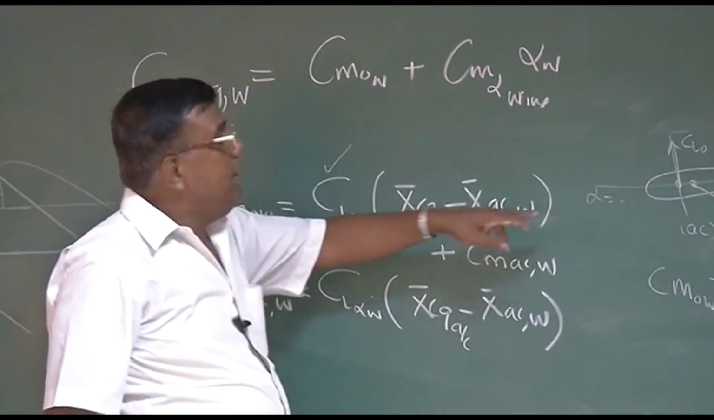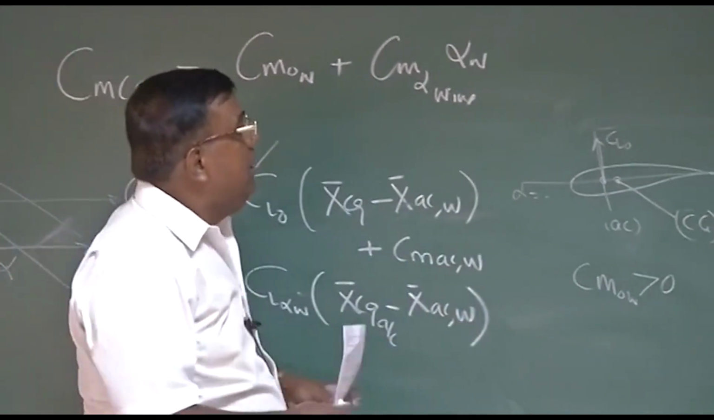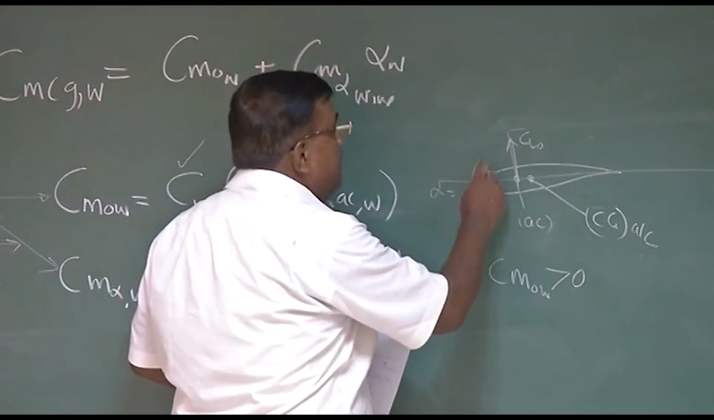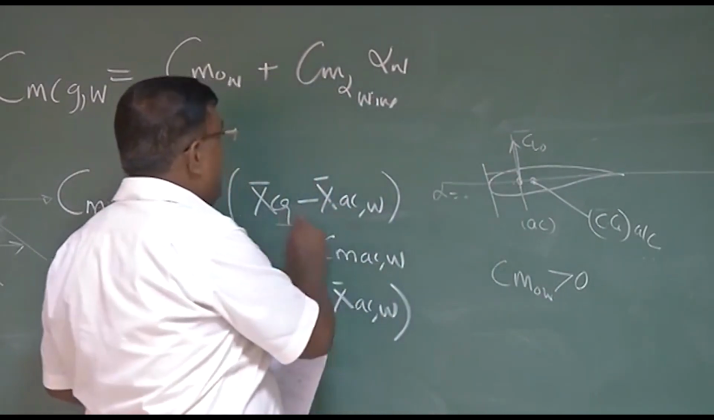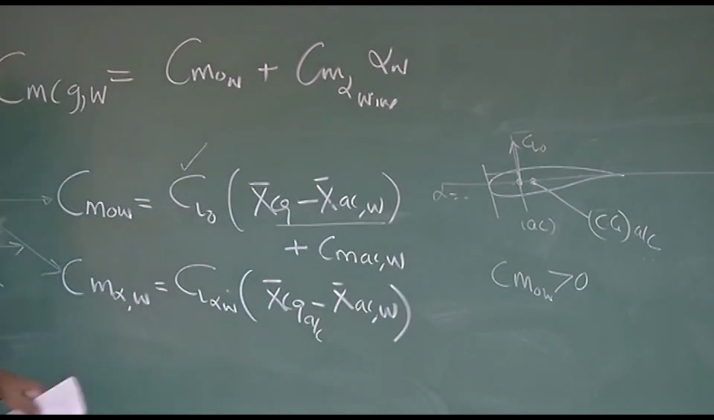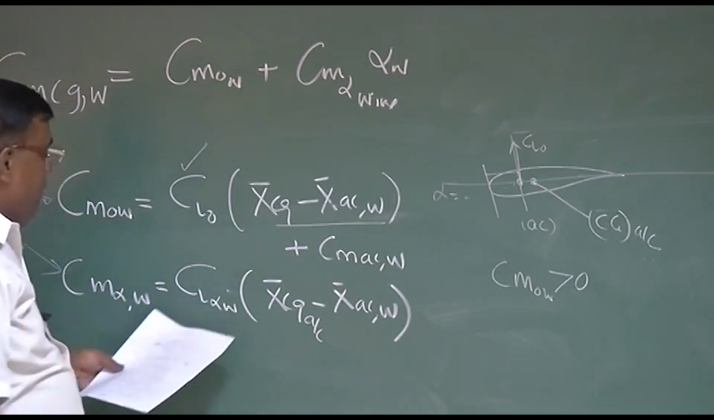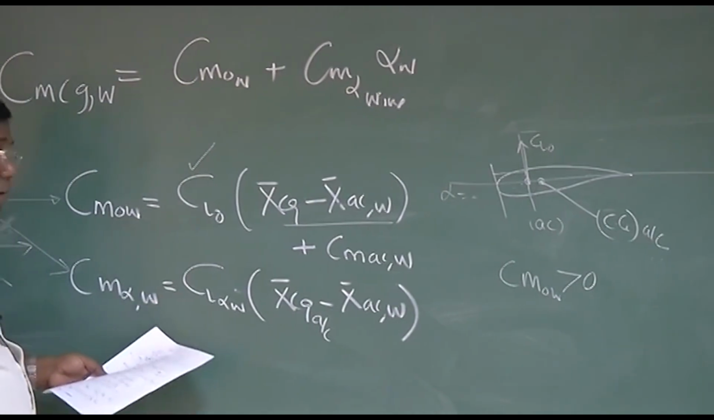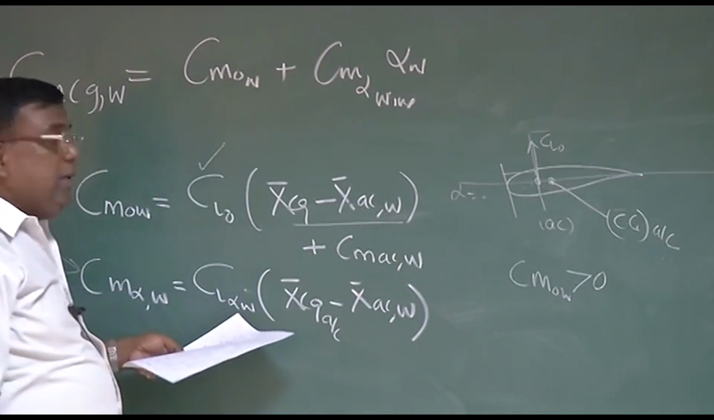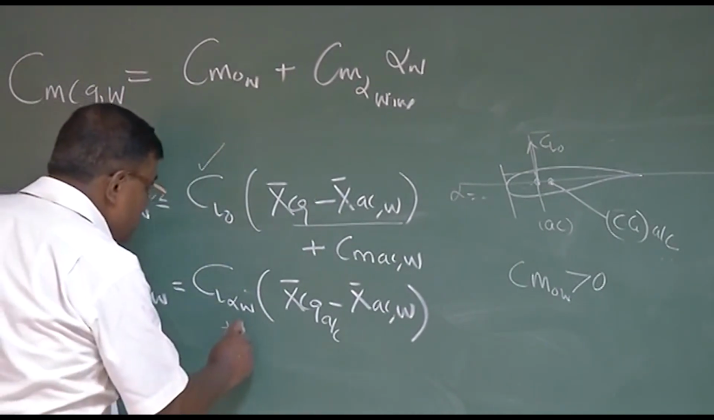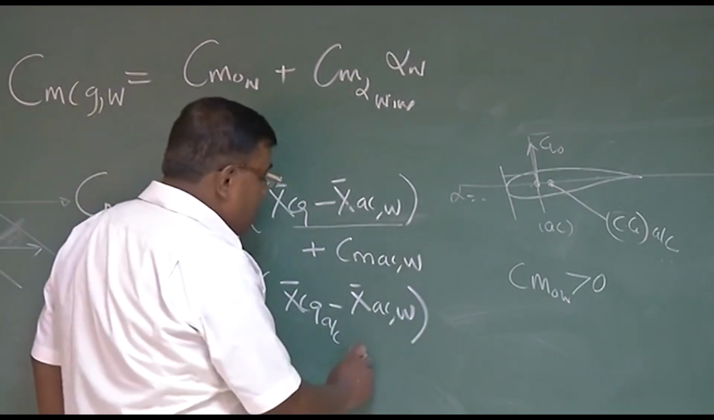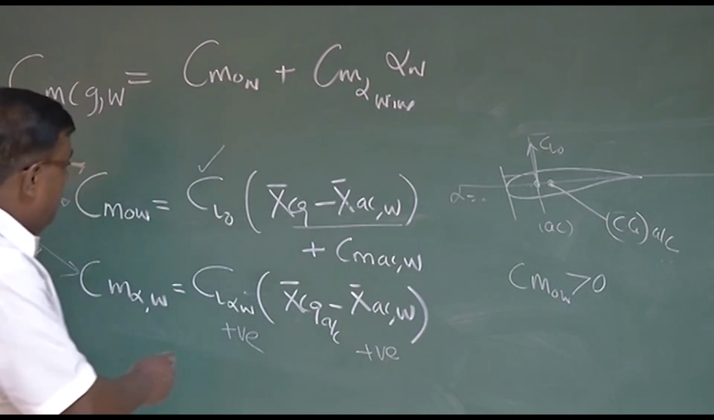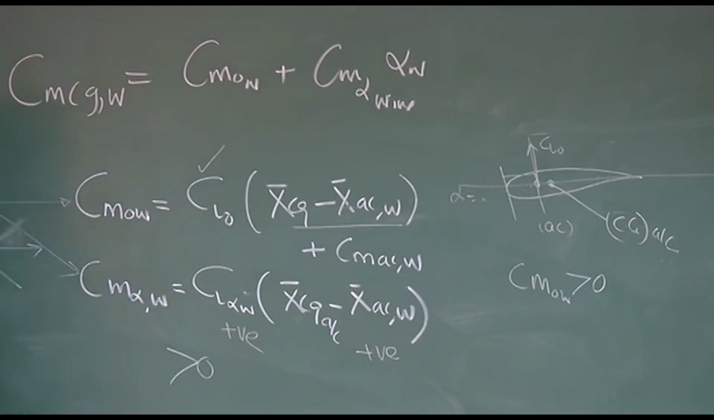If AC is ahead of the CG of the aircraft, then this distance XCG minus XAC will be positive. CL naught is positive. It will give positive Cm naught. But what is the problem? See Cm alpha of the wing. The moment I come to Cm alpha of the wing, we know CL alpha of the wing is positive. No issue. What about this term? XCG minus XAC wing. This is also positive. So Cm alpha is becoming positive.